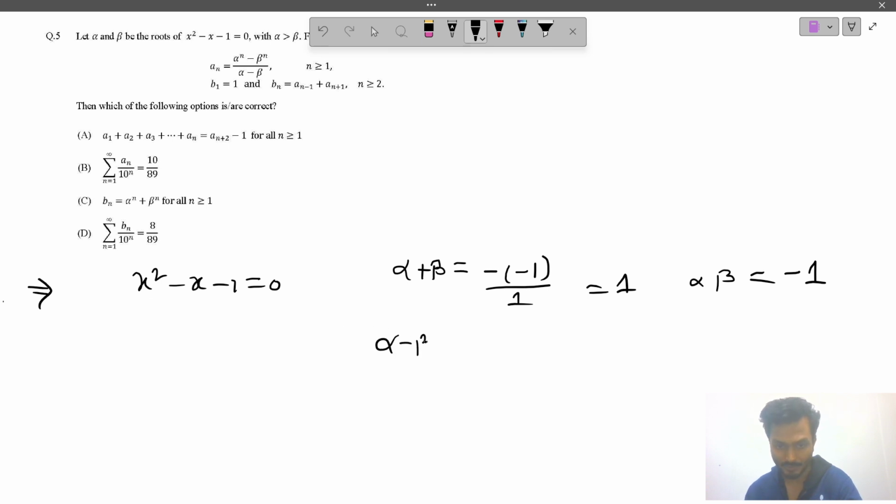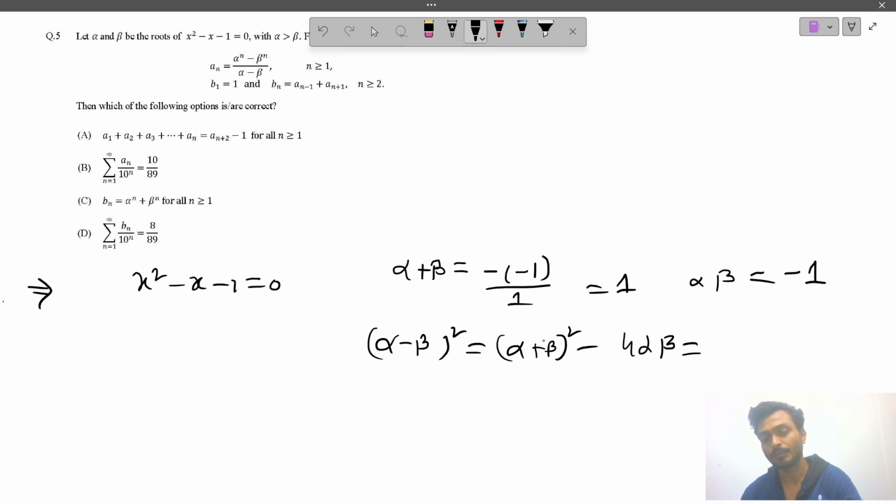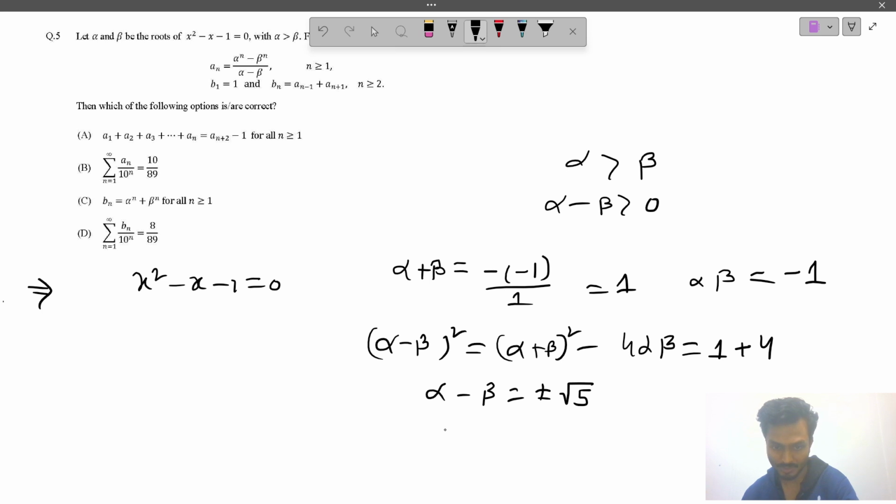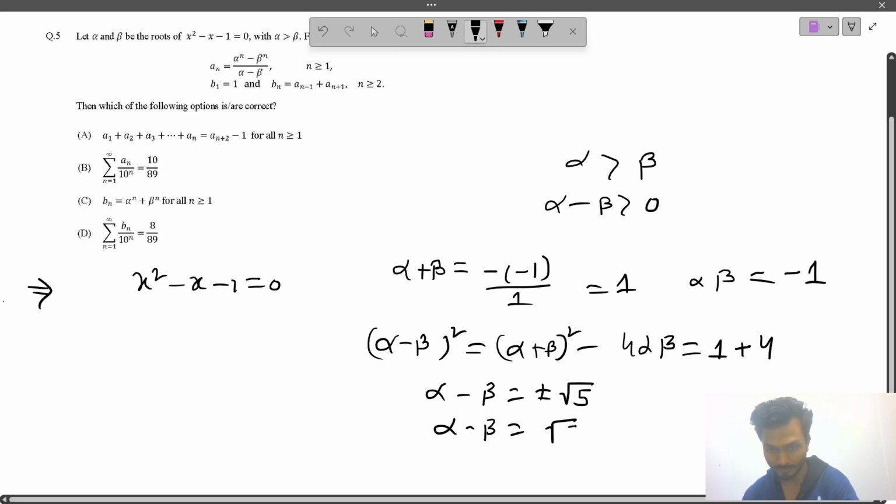Now suppose alpha minus beta whole square. It will be alpha plus beta whole square minus 4 alpha beta, that means 1 plus 4. So alpha minus beta will be plus minus root 5. Now which do I have to take, plus or minus? It was given here that alpha is greater than beta, so alpha minus beta is greater than 0, so alpha minus beta must be positive. So alpha minus beta will be root 5. So we get these things.